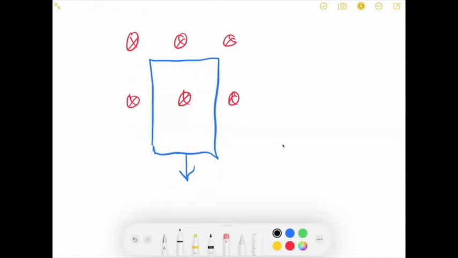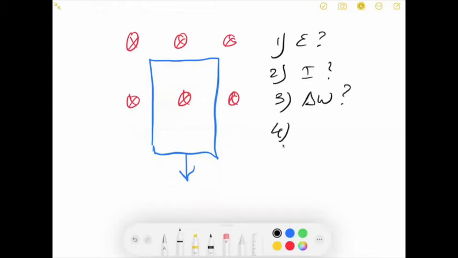So it goes as follows. All right, so 1, what is the EMF? 2, what is the current? 3, what's the work done? And what does that mean? So let me walk you through the argument.